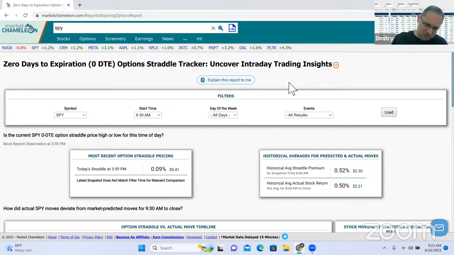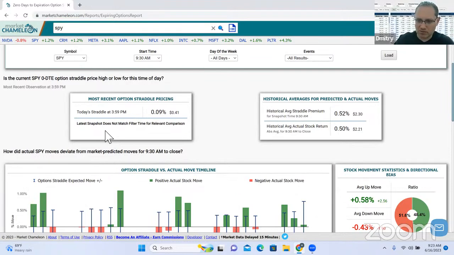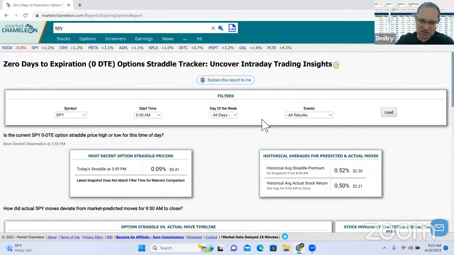So what we did was we started tracking the information intraday, and we're looking at the options, we're looking at the stock movements, and then once the market opens, you could start comparing the two versus each other. So this is going to start updating 15 minutes after the market opens. I can't go back to yesterday's right now, so I can't really show you, but this is essentially what it'll look like.